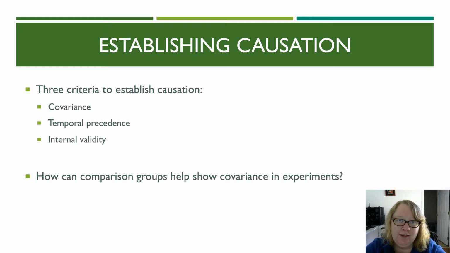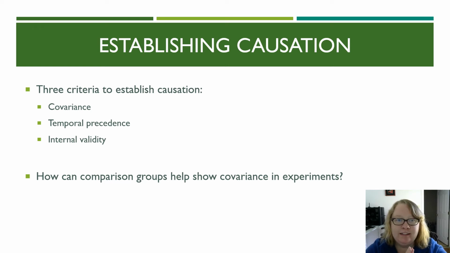So that's the point of having a comparison group, to say, okay, here's what happens when you get positive feedback, here's what happens when you get negative feedback, here's the difference between those two. So it helps us to show covariance in experiments. If you just give positive feedback, right, and then you measure mood, you have a hard time saying for sure what's really going on there. It's adding that comparison group that helps you show what's the difference between them.